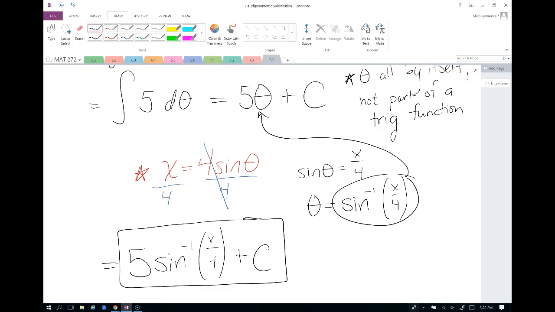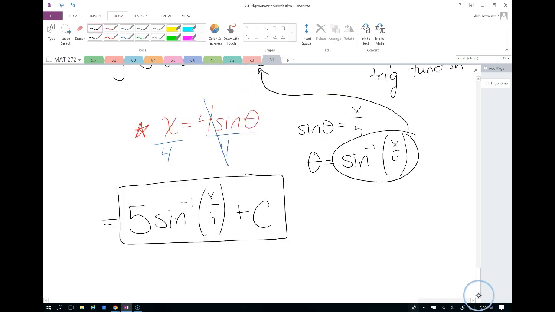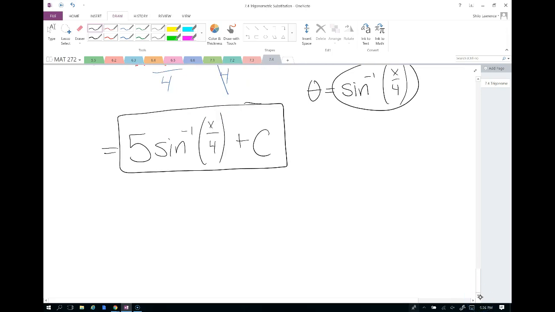Let's look at another one, because typically the thetas in your answer will have a trig function attached to them, and we need to talk about what to do with those. So this time, let's try to find the antiderivative for x squared over the square root of x squared plus 4.